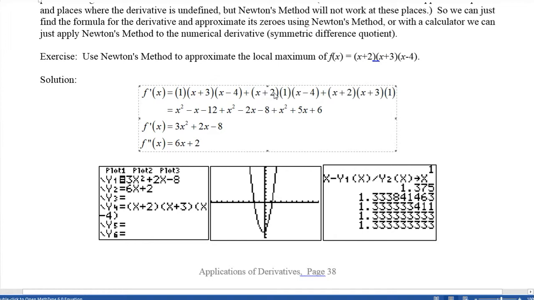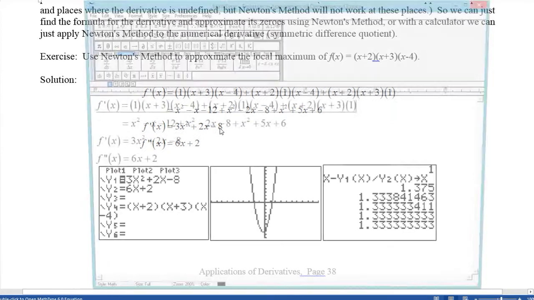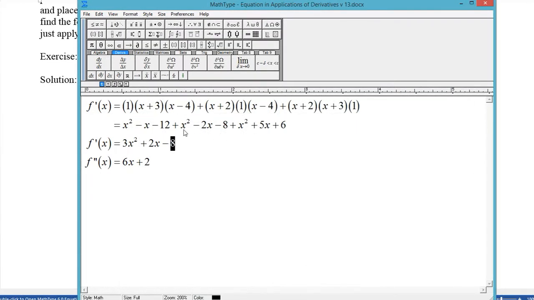Here we get x squared, 2 times negative 4 is negative 8. We get 2x minus 4x is negative 2x. Here we get x squared plus 6, and 2x plus 3x is 5x. Combine like terms, we get 3x squared minus x minus 2x is minus 3x plus 5x is 2x. Negative 12 minus 8 is negative 20 plus 6. Wait a minute. Negative 12 plus negative 8 is negative 20 plus 6 is negative 14. That doesn't look right.